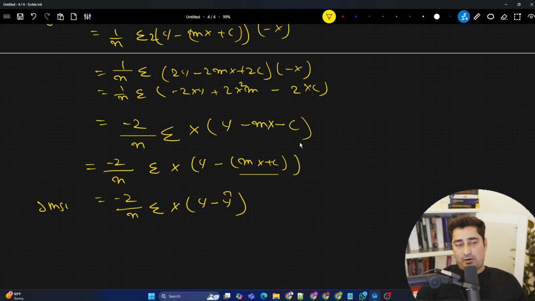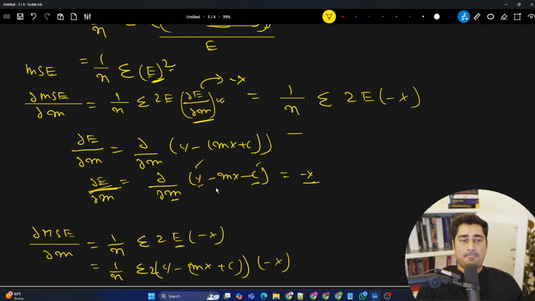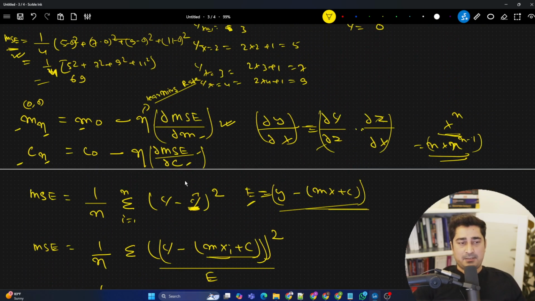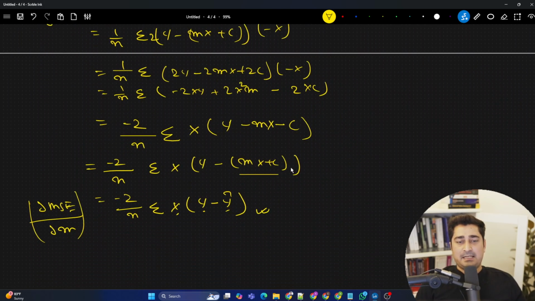So now my partial derivative of MSE with respect to M is what? This one. Can I say that, guys? Partial derivative is basically this one. Now I know the value of X, I know the value of Y, I know the value of Y hat. So if I'm going to substitute this value into this equation, let's suppose this is equation number 1 and this is equation number 2, I will be able to find out a new value of M. Let me rewrite that over here.